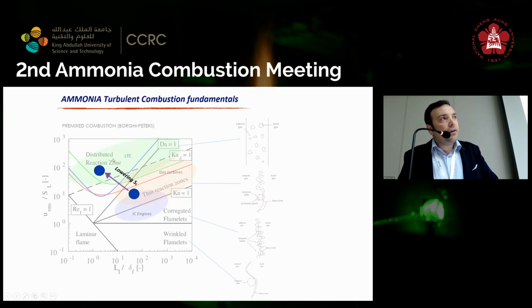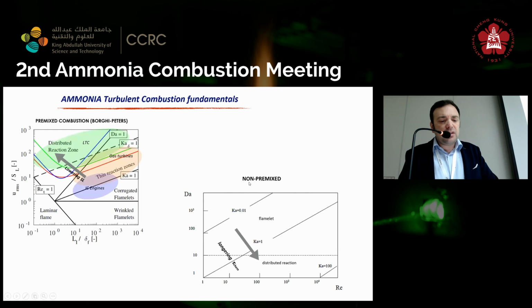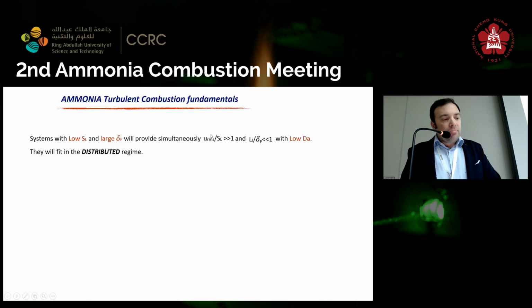We saw very peculiar examples yesterday, but also this morning, of the characterization of the reaction zone in some conditions. This is mainly true also for non-premix condition, where, if we have longer chemical time scale, we can pass from one regime to another. And so we don't have the existence of a flamelet regime. So these kinds of systems with ammonia, with very low burning velocity and large flame thickness, will provide simultaneously conditions that, if we add that the Damköhler number usually is very low, will fit in the distributed regime.